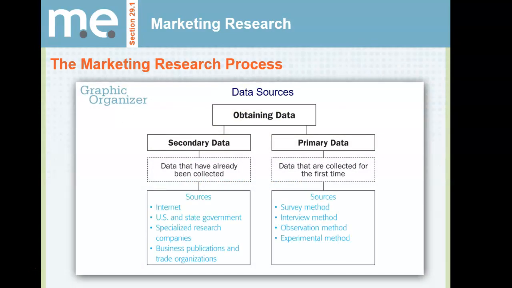So back into obtaining data, secondary data and primary data. Here are some examples of sources. Your primary data sources are survey, interview, observation, and experiment. Those are the four methods that we talked about. And our sources for secondary data would be like Google and internet, US and state government, specialized research companies, business publications, and trade organizations. Give you a second to get all that data down.